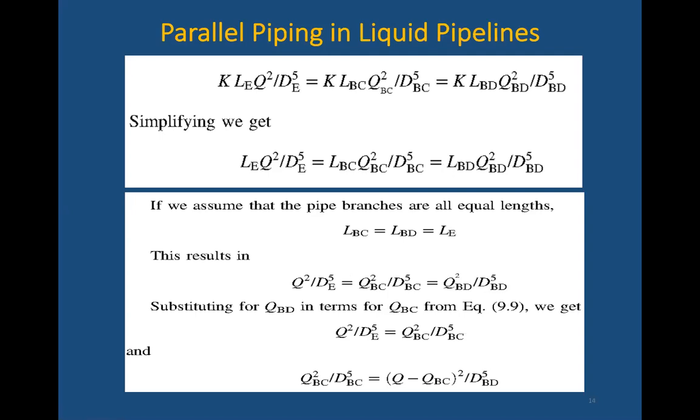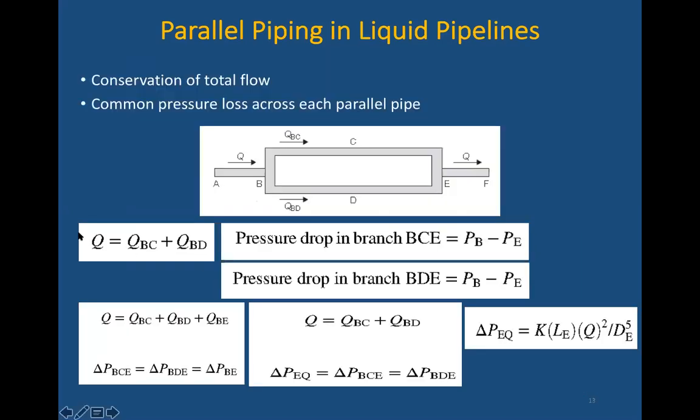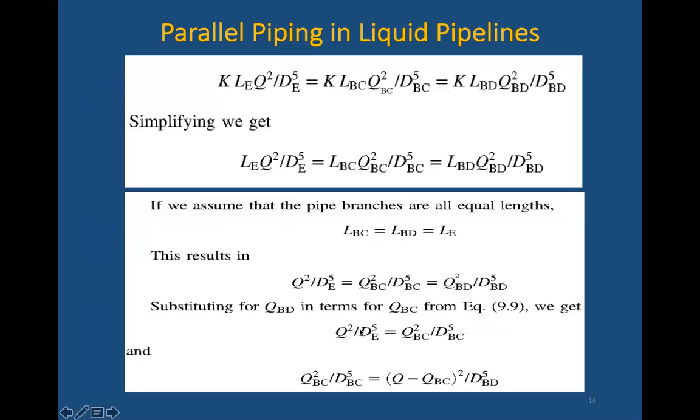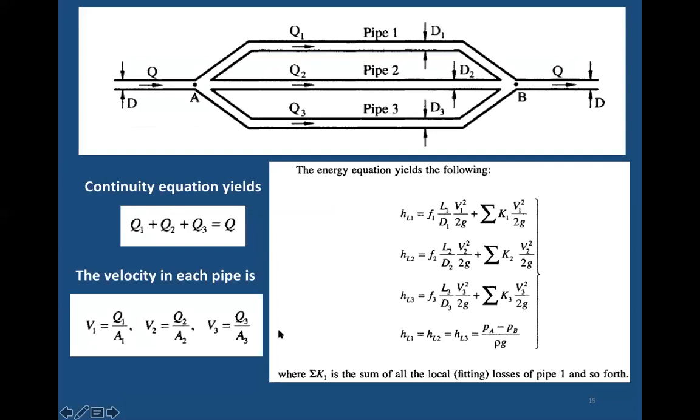Here you will see that equation 9.9 is this one: Q equal to QBC plus QBD. If you put it here, then you will get this equation. From here you just rearrange and you will get UBC square by DBC to the 5 equal to Q minus BC to the 5 by DB to the 5. So this is the equation. If you know BC, DBC, DBD and QBC, then you can calculate the different individual flow rates. That is the equation that will be used for the numerical.